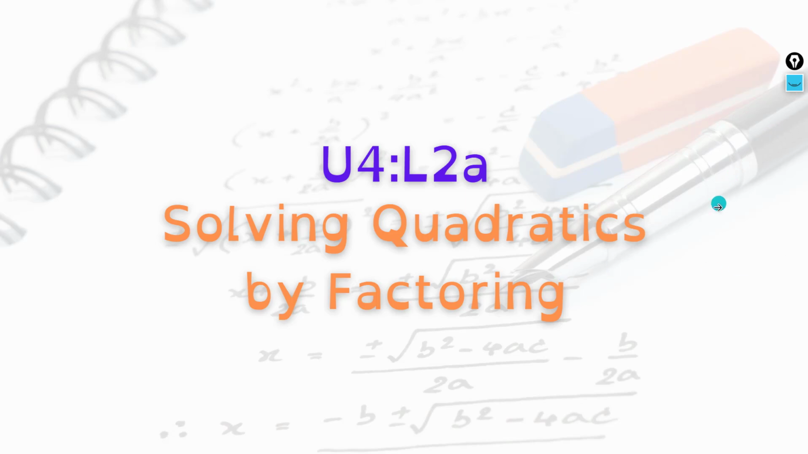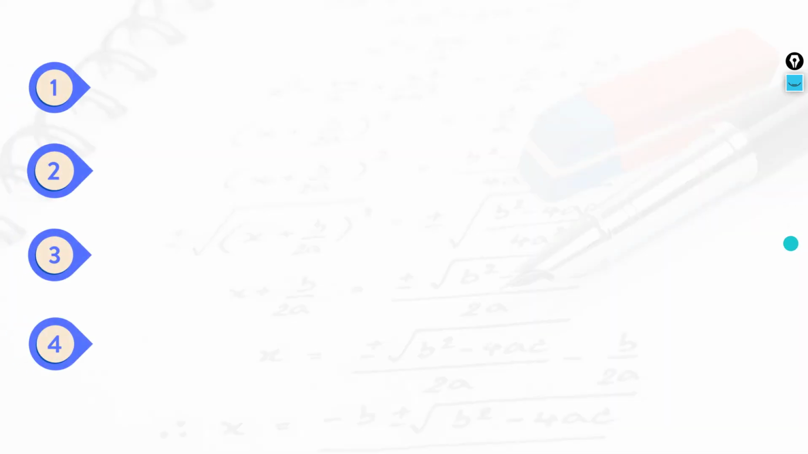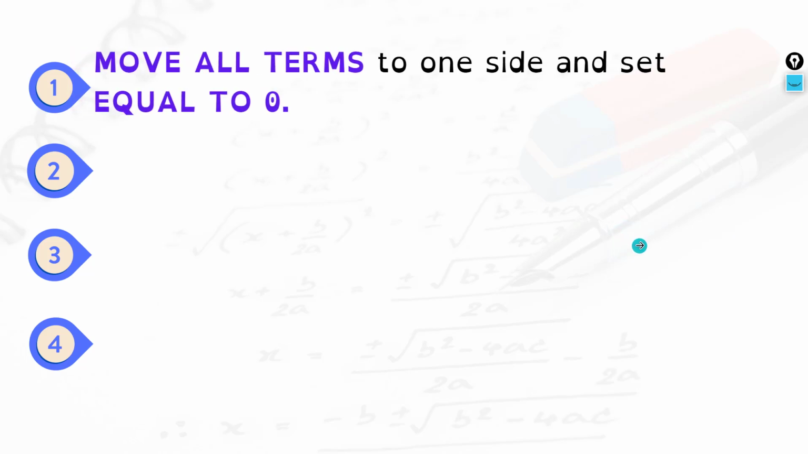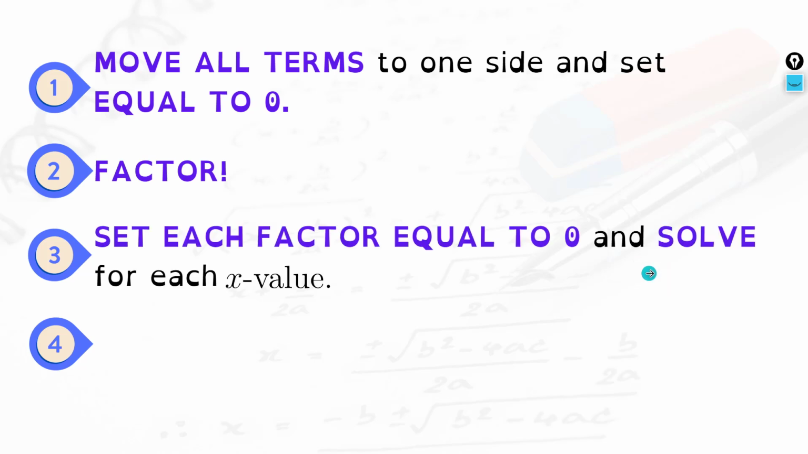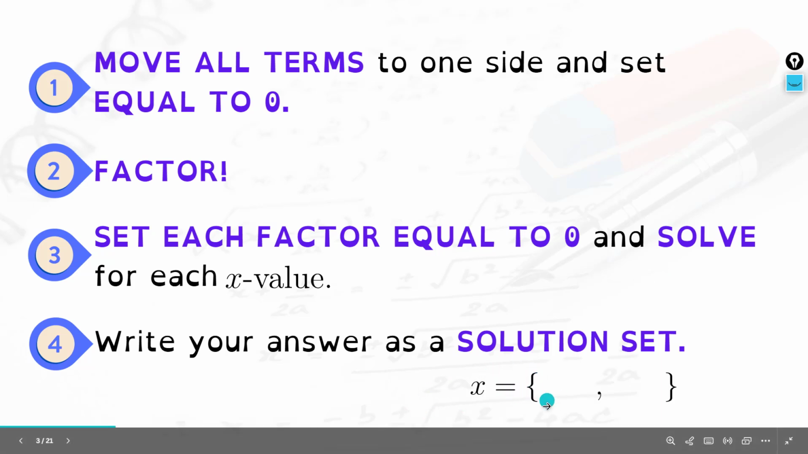We are going to be in this lesson solving quadratic functions by factoring. When we do that, there are 4 basic steps that you need to do. The first thing you need to do is move all terms to one side and set it equal to 0. Then you'll factor what you have on that side. Then you'll set each factor equal to 0 and solve for each x value. Then you write your answer as a solution set. And what that means is you'll say x equals the set of whatever the numbers are.